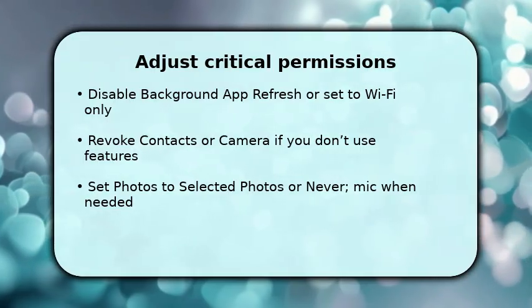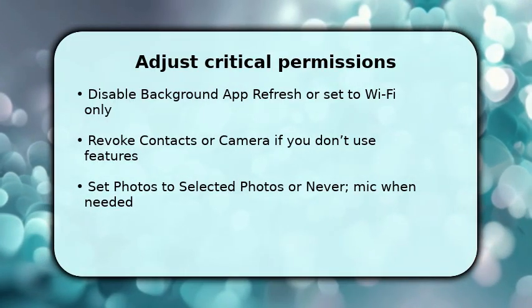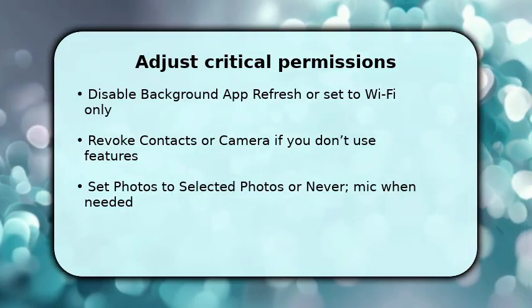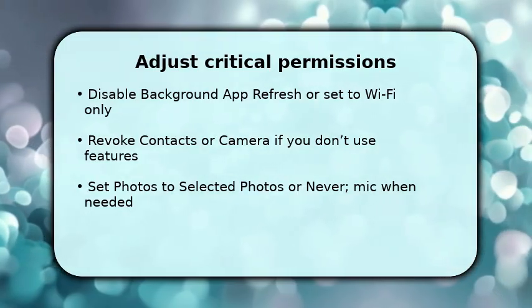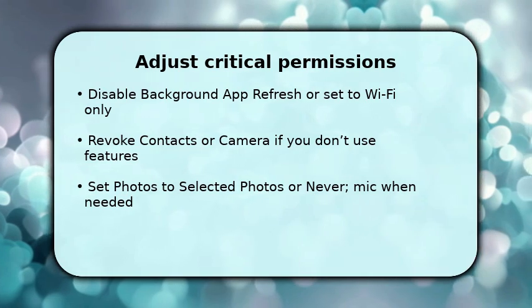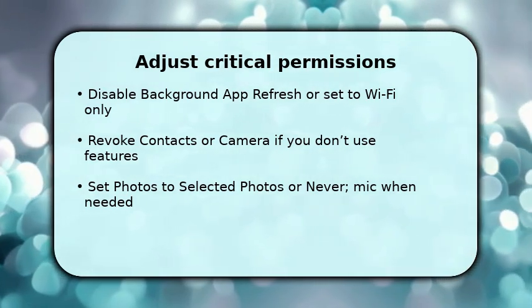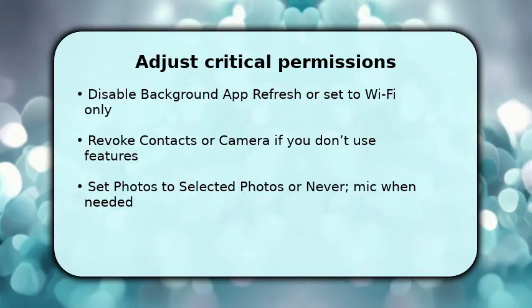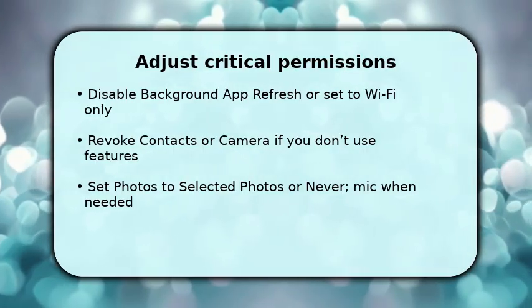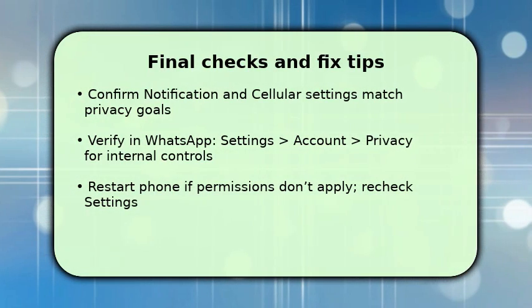For photos, select Selected Photos or Never to restrict library access. For microphone, leave off until you make a call or voice note, then re-enable and disable afterward to minimize exposure. Finish by reviewing notifications and cellular permissions to ensure WhatsApp isn't sending data you didn't intend.